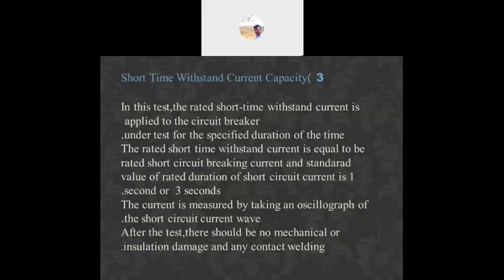Here, in the short circuit test, the rated short time is the time for which the current is applied to the circuit breaker under test, for a specified duration. The rated short circuit withstand current is equal to the rated short circuit breaking current. It may be for one second, 3 seconds, or 4 seconds that the fault current flows through the line.